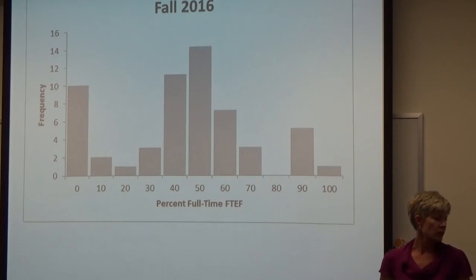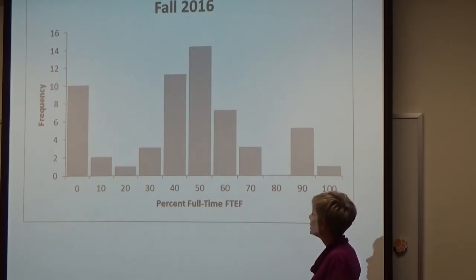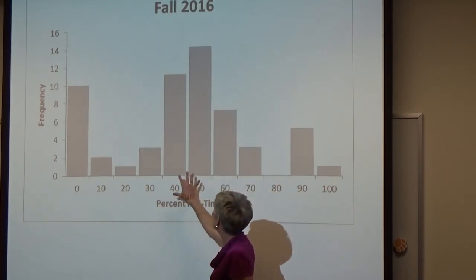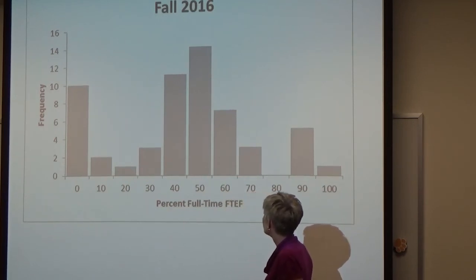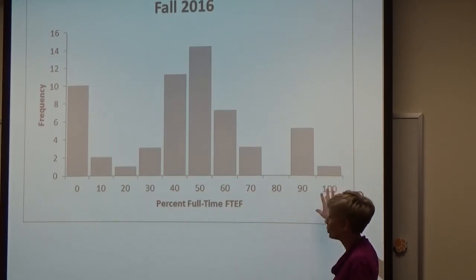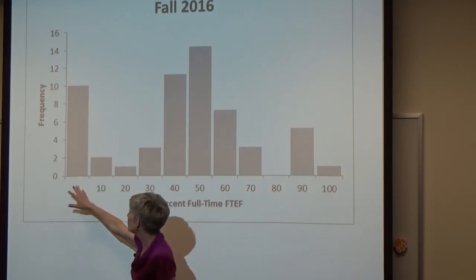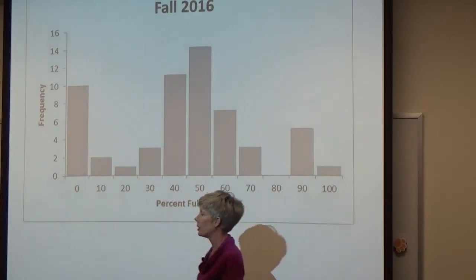If we look at the full-time faculty percent across all the departments, we also see that there's this middle where most departments are. Most departments are between 40 and 60% full-time faculty. We have a couple where it's really high, and we have a few where it's really low. These zeros are actually departments where there are no full-timers at all.